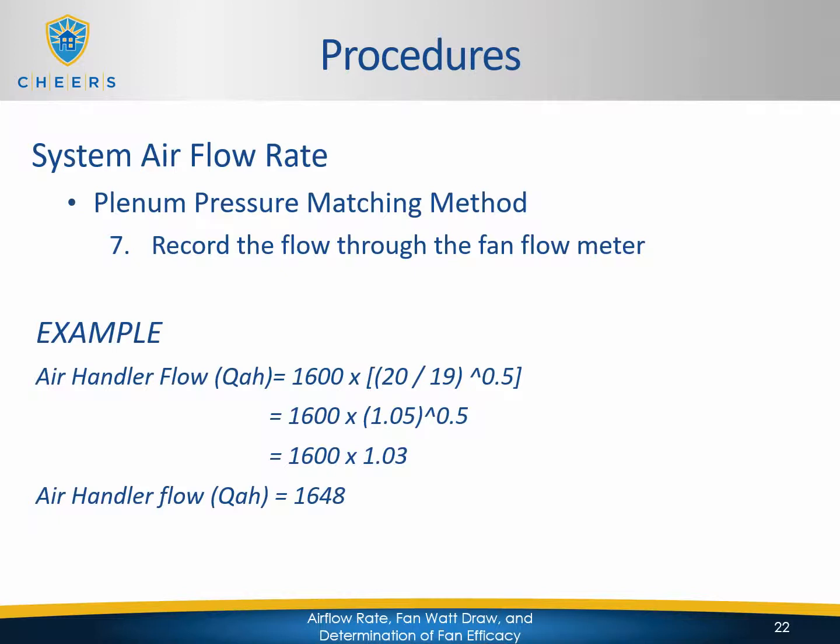And this is what those numbers look like. So you have 1600 times 20 divided by 19, raised to the 0.5 power. 20 divided by 19 is 1.05, raised to the 0.5 power. 1600 times 1.03, and that gives us a final adjusted air handler flow of 1648 CFM. Airflow is always measured in CFM. Remember that. We mentioned that earlier.